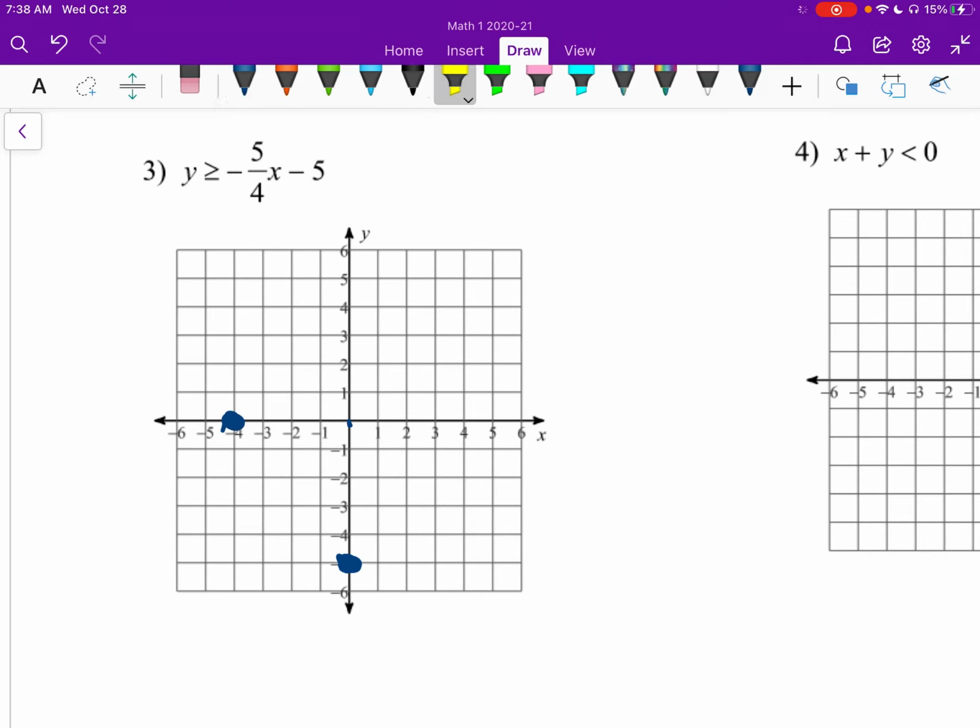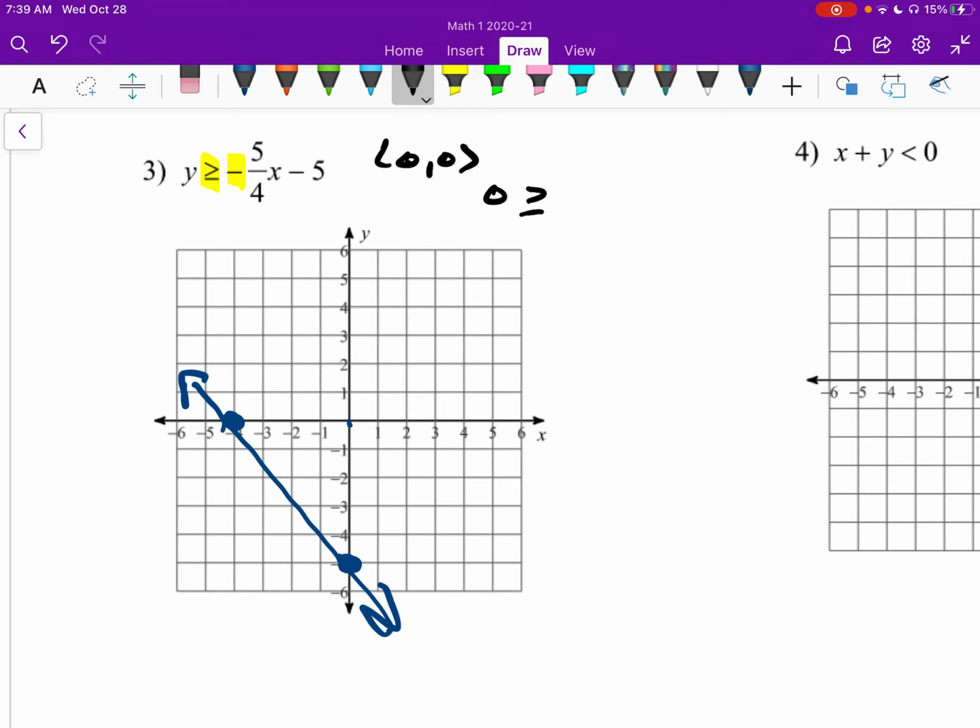We look at our greater than or equal to sign, and it says equal to, so it's going to be a solid line. All right, so it's a solid line, and we now need to pick a point. We're going to pick the point 0, 0, and I'm going to plug that in.